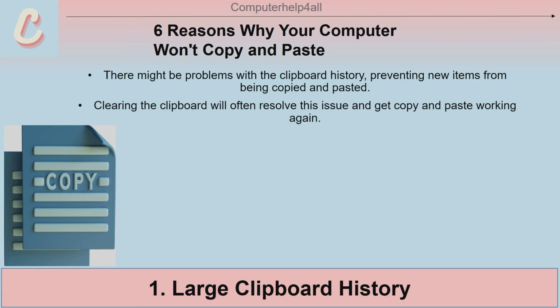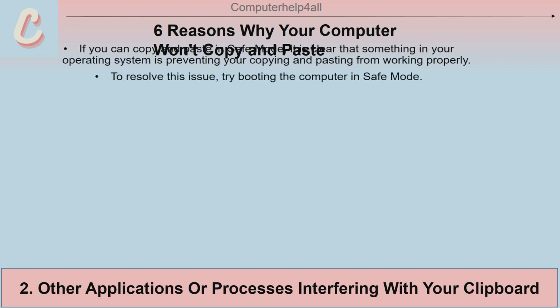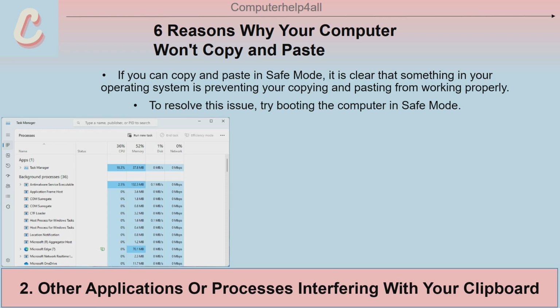Other applications or processes that are running in the background can interfere with your computer's ability to copy and paste. If you can copy and paste in safe mode, it's clear that something in your operating system is preventing your copying and pasting from working properly.